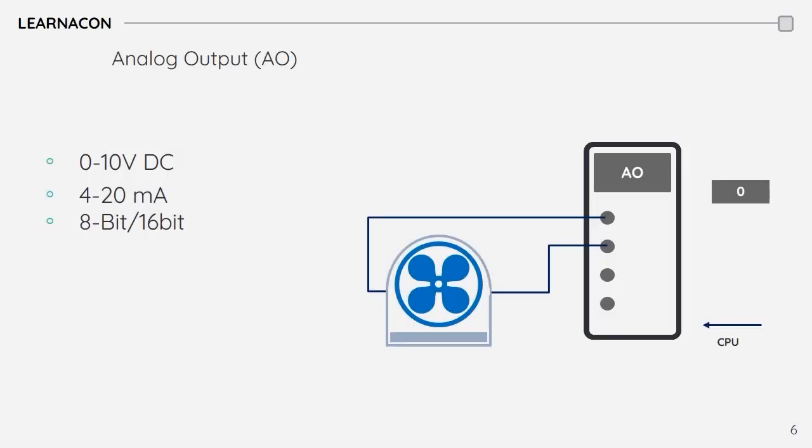Analog output module. Analog output cards operate similar to analog input cards, but in opposite direction. An analog output module will convert a digital number sent by the CPU to an equal voltage or current. Typical output signals can range from 0 to 10 volt DC or 4 to 20 milliamp, and are used to drive devices such as mass flow controllers, pressure regulators, and adjusting rotary speed of motors.